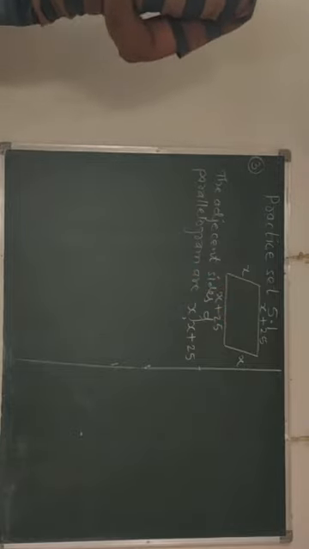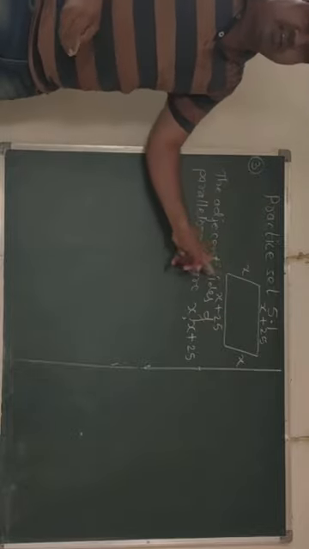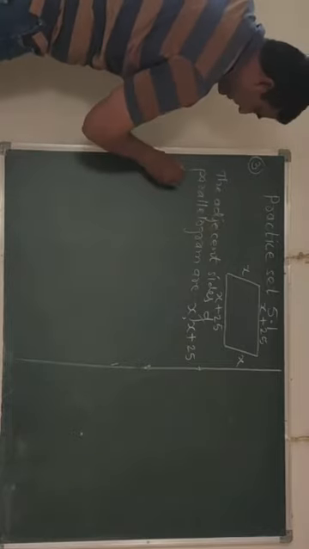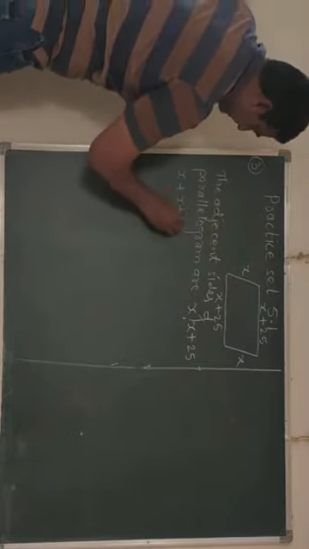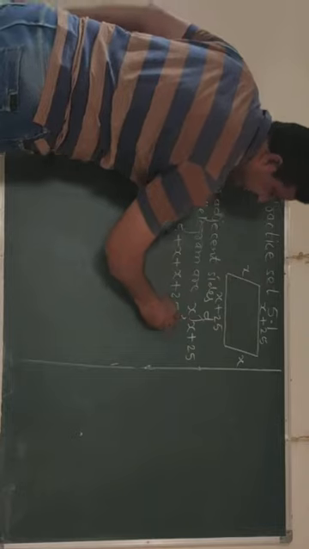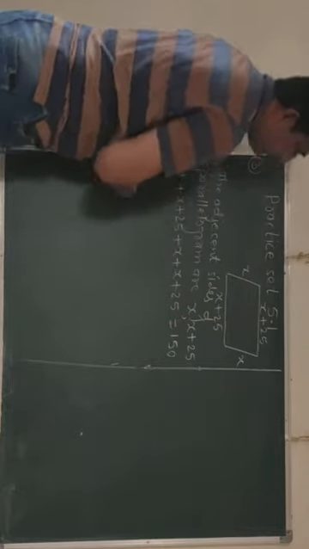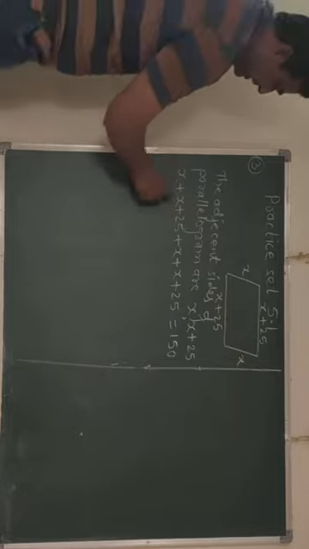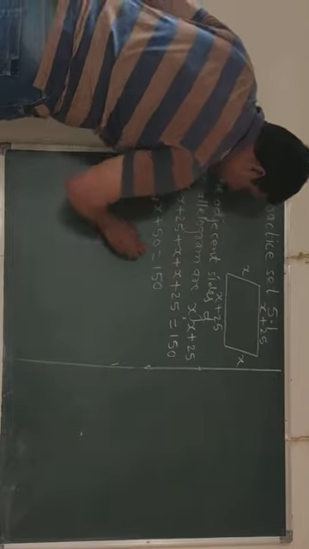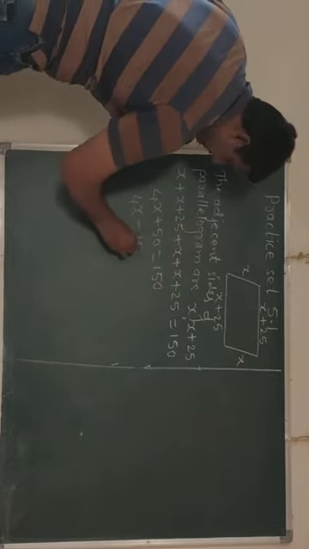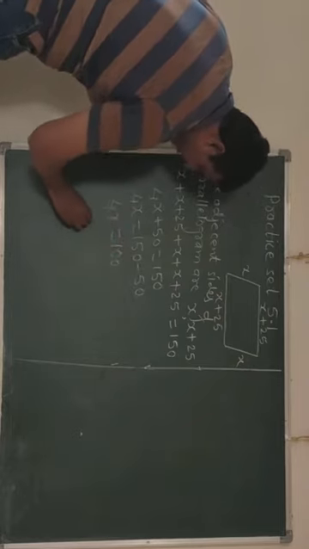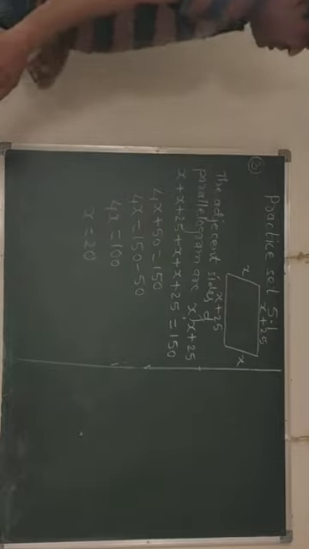Now you have your perimeter. How can you find the perimeter? Whatever the lengths of all sides, if you perform their addition, that is called the perimeter. So here for perimeter, let's perform this addition: x plus 25 plus x, again x plus 25, and this perimeter is given to you as 150. So 4x plus 50 equal to 150. So 4x equal to 150 minus 50. 4x equal to 100. So x equal to 20. We got the value of x.